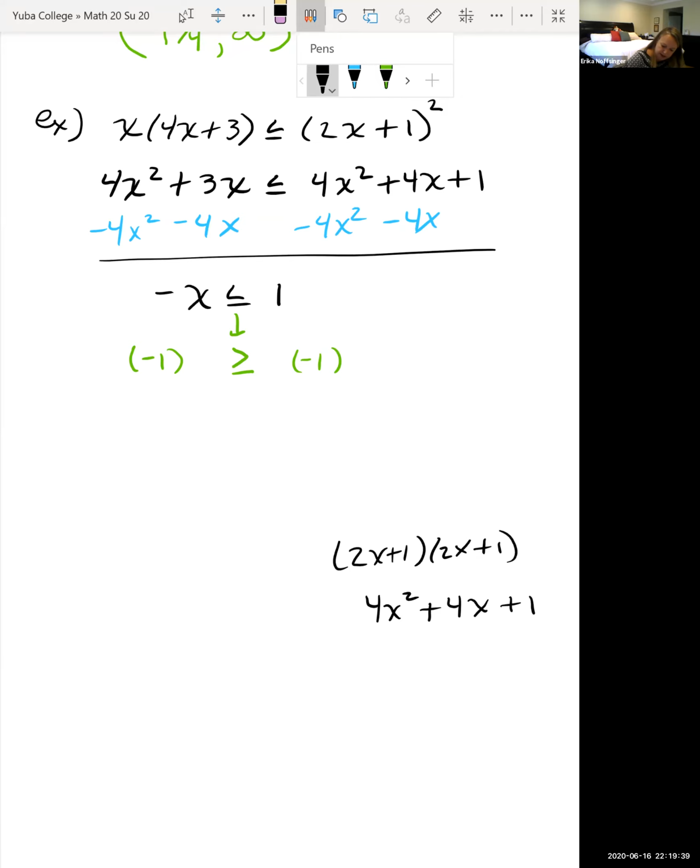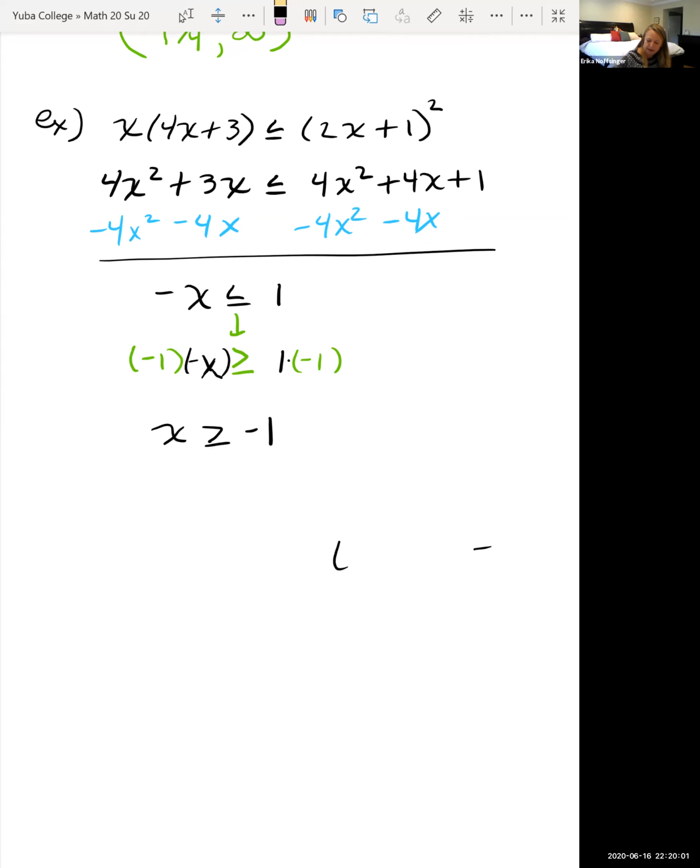So I'm going to bring down my negative x and my 1. So this gives me negative 1 times negative x, which is positive x, is greater than or equal to 1 times negative 1, which is negative 1. So any number in there that is bigger than or including negative 1 is part of our solution. And if they wanted it, and they didn't want us to graph it, we could do that. You're starting at negative 1, you're including with a bracket, and then comma, infinity.